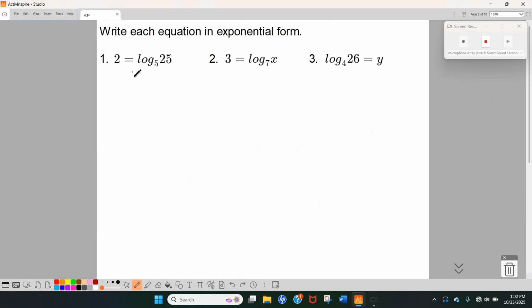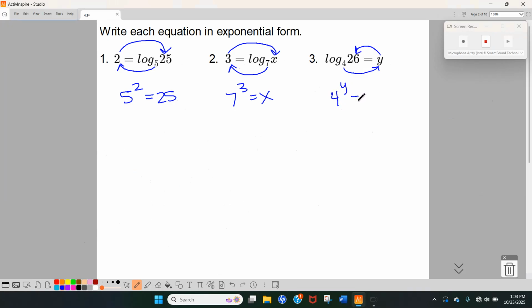All right, so again, the base is 5, so the base will be 5. Raise it to the answer. It should equal the guts. So 5 squared is equal to 25. All right, this one's log base 7. So in exponential form, it'll be 7 raised to the third is equal to x. And then this one, the base is 4. So 4 raised to the answer equals the argument. So 4 to the y is equal to 26.